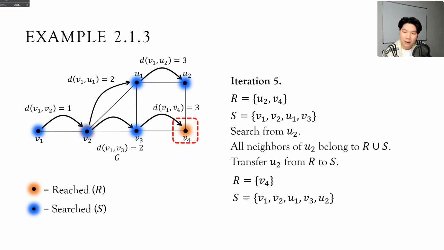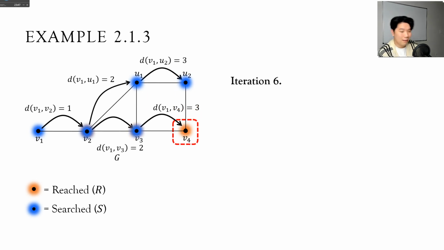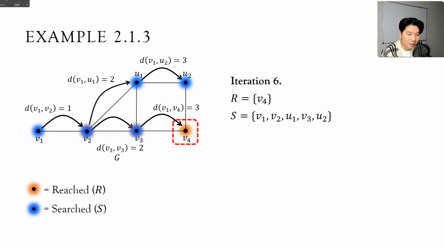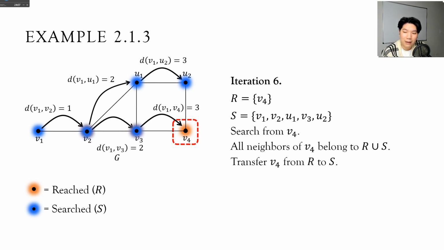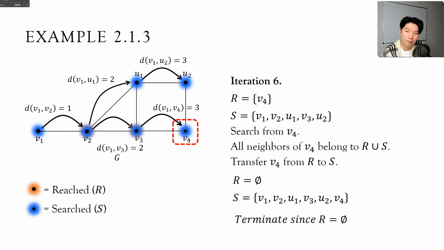Now I continue forth to the last vertex here. For iteration 6, I have my given information from earlier. I'm going to search from V4. But again, all of its neighbors are already accounted for. We've reached every other vertex. Hence, there are no other distances to assign. Thus, I can just directly transfer V4 from R to S, as I've done here. By doing that, R is now my empty set and S is all of my vertices. Or more casually, I've reached every vertex and I've searched every vertex here. Since my reach set is now empty, I can terminate my algorithm. Remember that my condition for termination was R is empty.